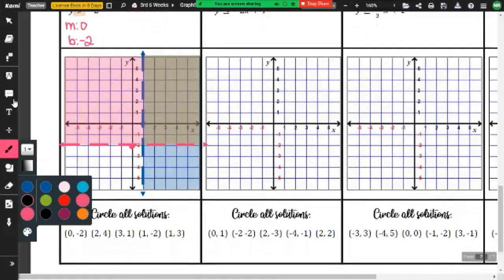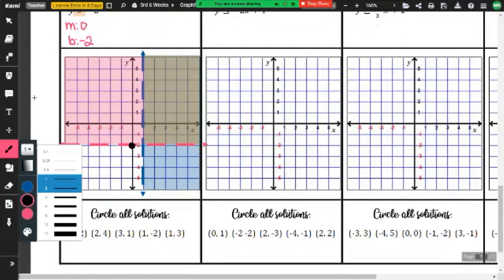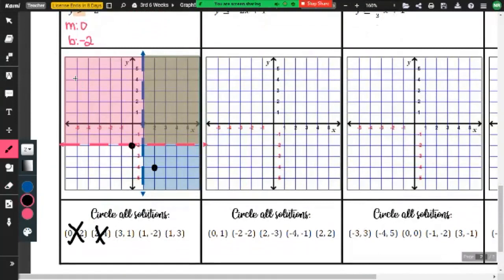So now I want to go in and check all of these points to see which ones fall on that graph. So 0, -2 is right here. It's on a dotted line, but at the same time, it's not anywhere in my double shaded area. So that's not a solution. 2, -4, it's in the shaded area, but not over here. So that's also not a solution.